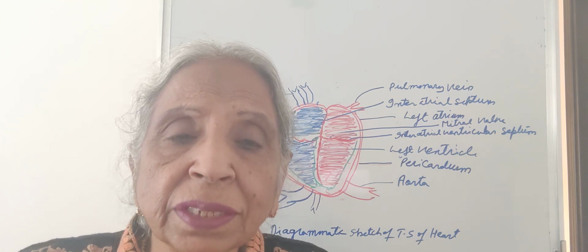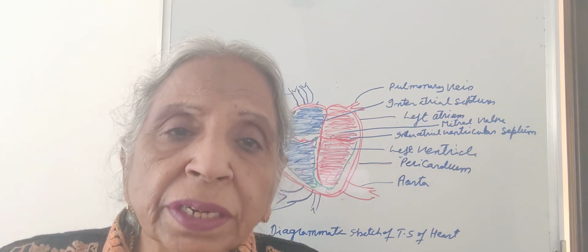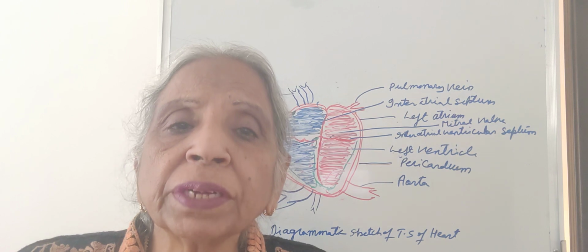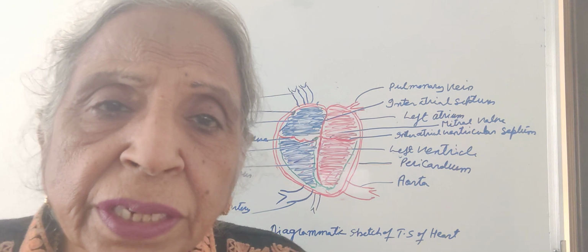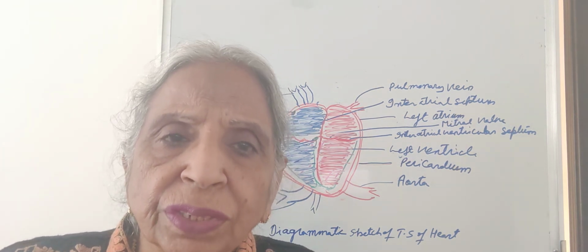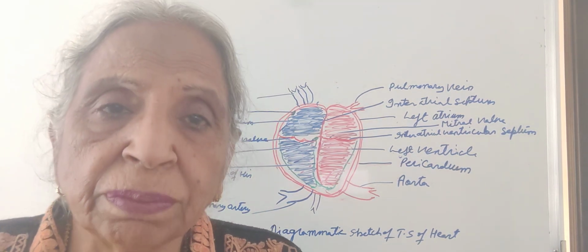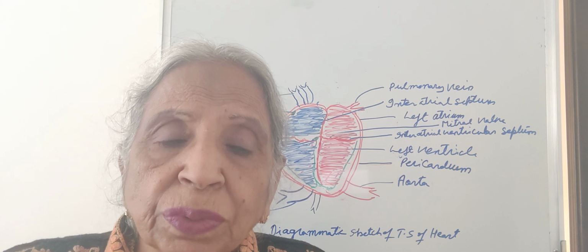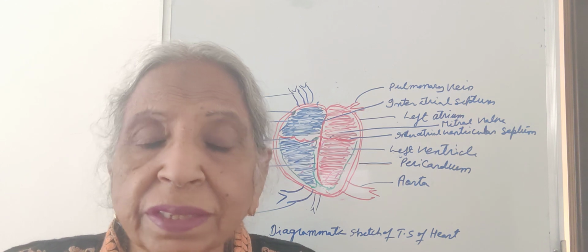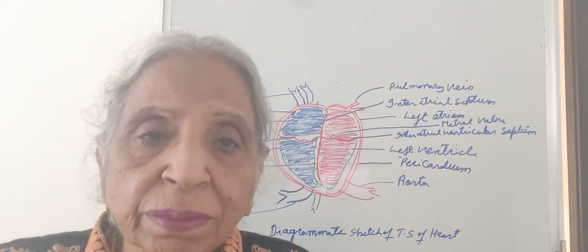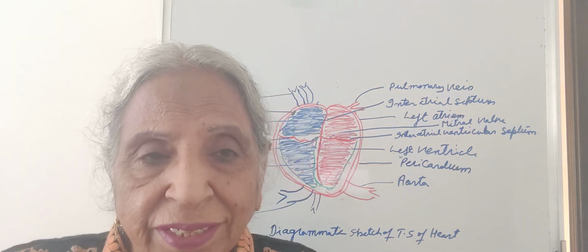It is highly muscular, covered by two protective membranes, the upper pericardium and lower pericardium. Inside the pericardium, there is a fluid which is called the pericardial fluid. It helps in protecting the heart from shocks. Then the heart has four chambers, upper two auricles and lower two ventricles: right auricle or right atrium, left atrium, right ventricle and left ventricle.